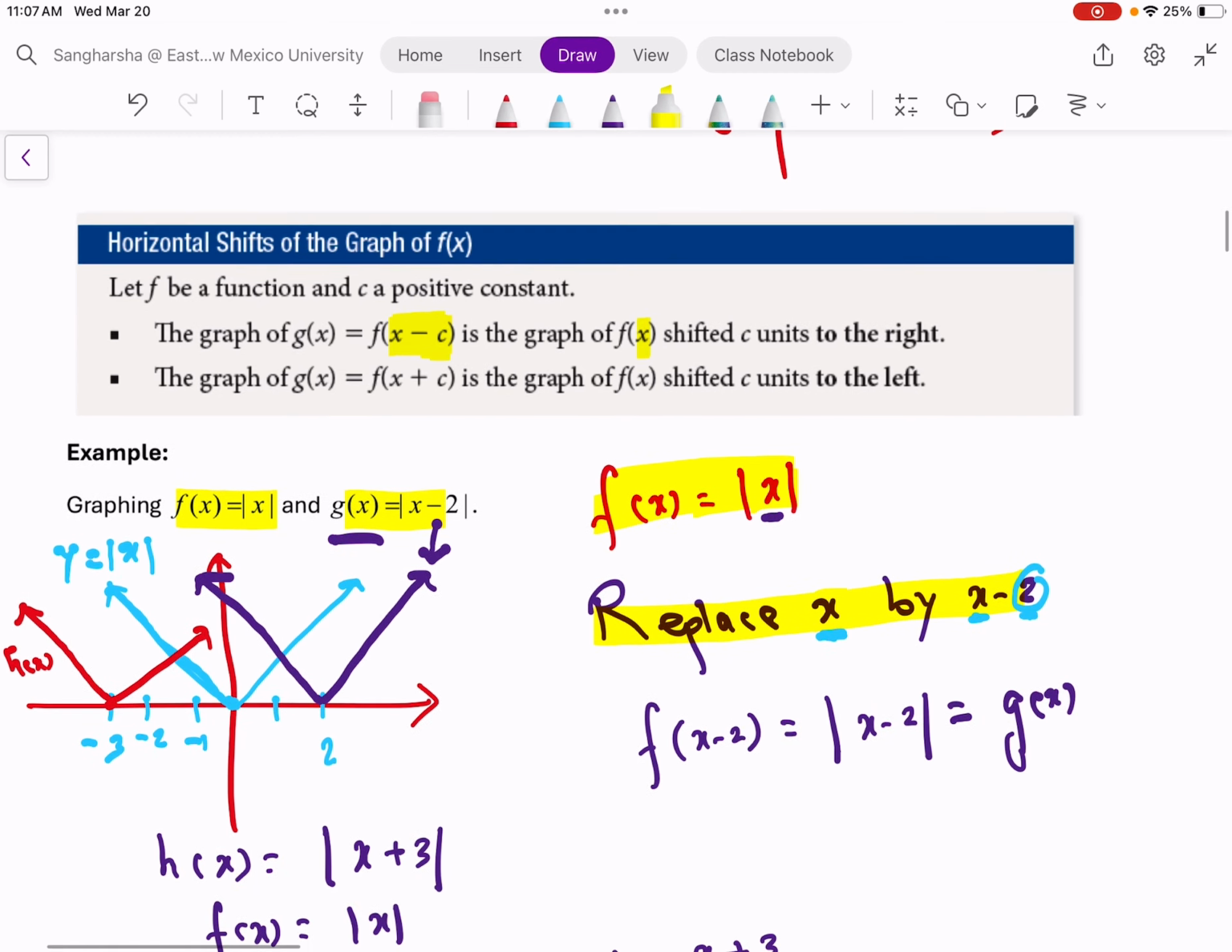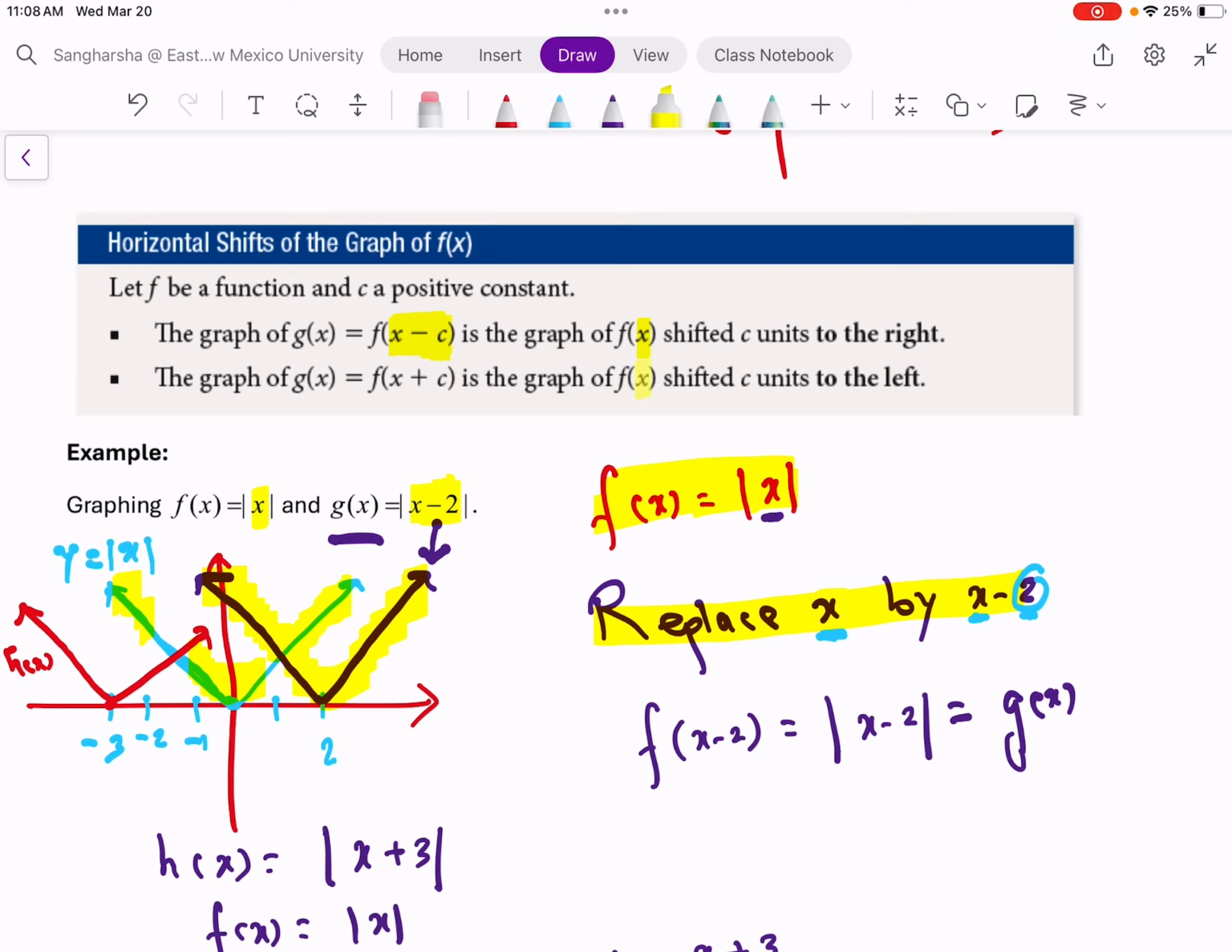Okay, so here, this is the graph for a basic function. Now we replace the x of this function by x minus some number, x minus 2. When we have this replacement, our graph is shifted to the right by 2 units. Now this is the final graph for the absolute value of x minus 2.